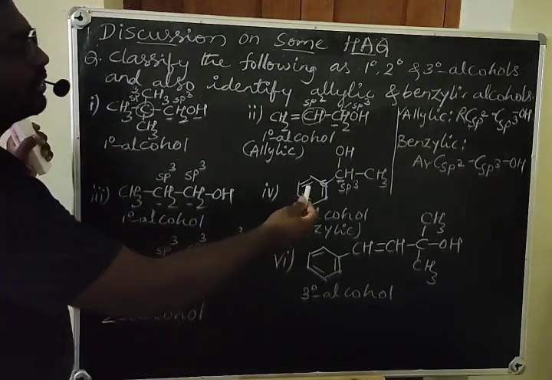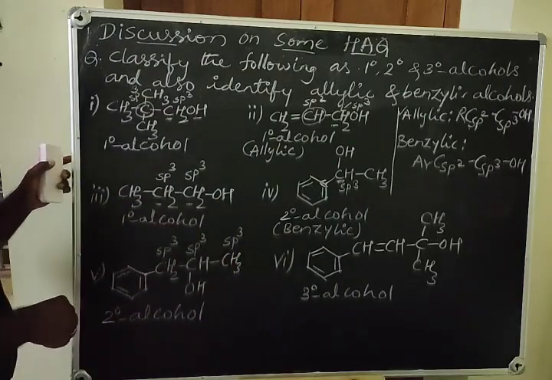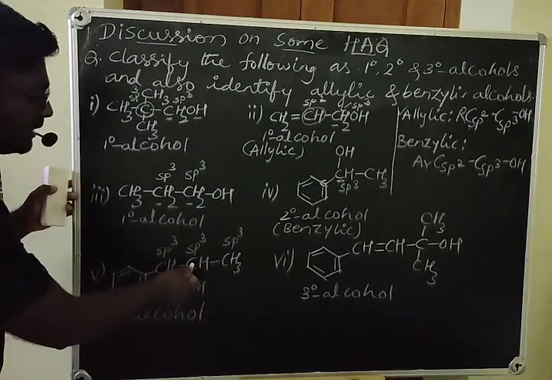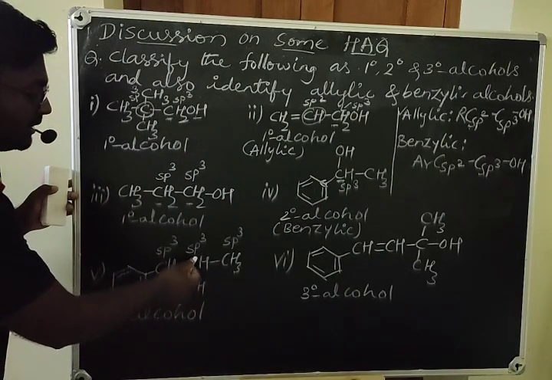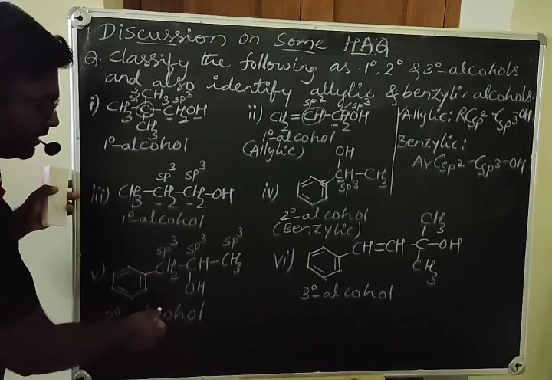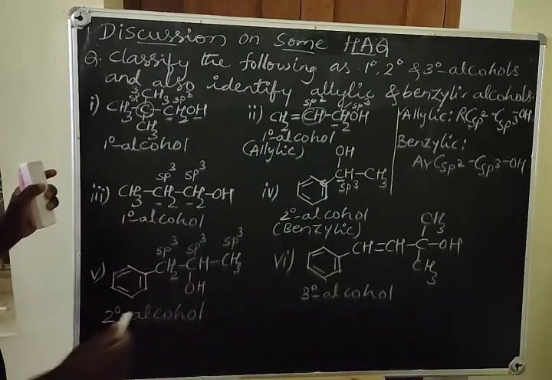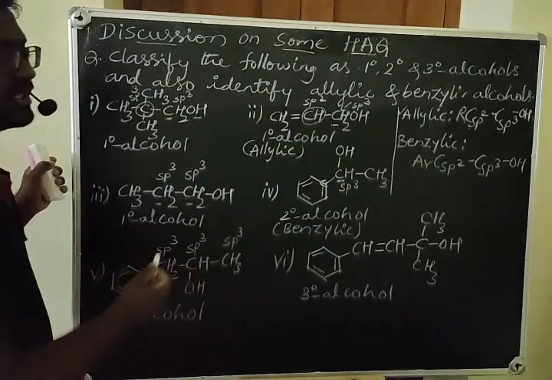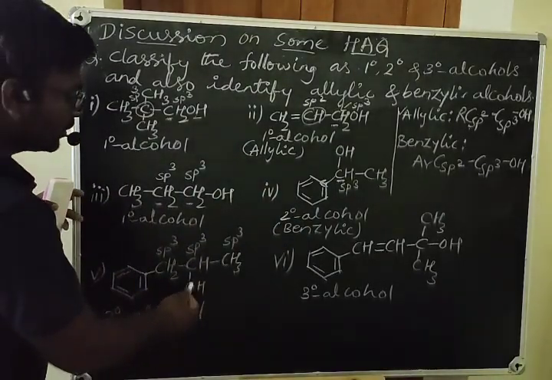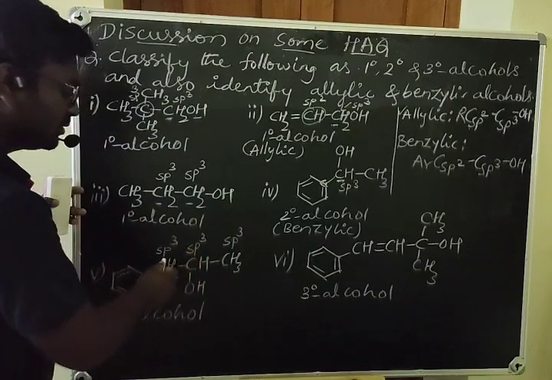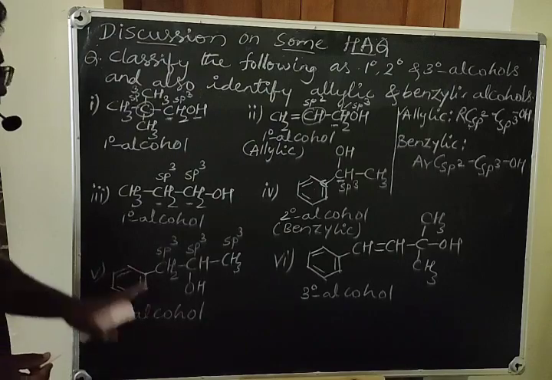In benzylic alcohols, we say there must be a benzene ring. But where that benzene ring is present here, it is not next to the functional group-containing carbon. It is here, therefore it is not a benzylic alcohol. For benzylic alcohol, you must follow that sequence: the OH-containing carbon must be sp3 hybridized, next to an sp2. But in this case, the OH-containing carbon is sp3, next to an sp3 again. Therefore this is neither benzylic nor allylic alcohol.